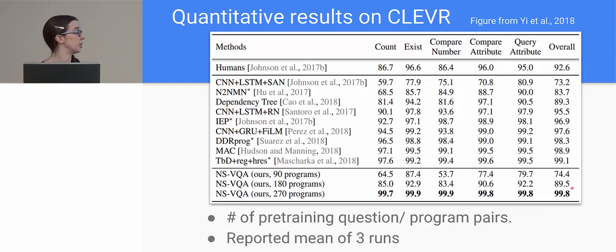And all of these are the reported mean of 3 runs. So I believe they reported the standard deviation of this last line here to be less than 0.1, so fairly confident numbers.